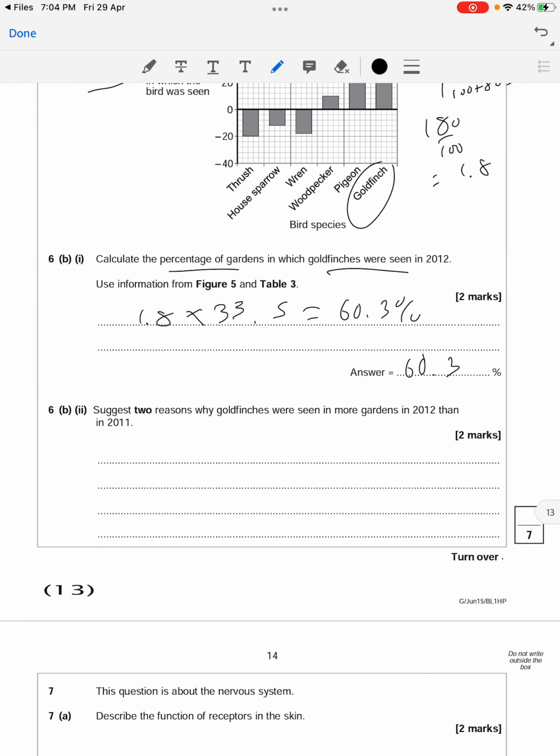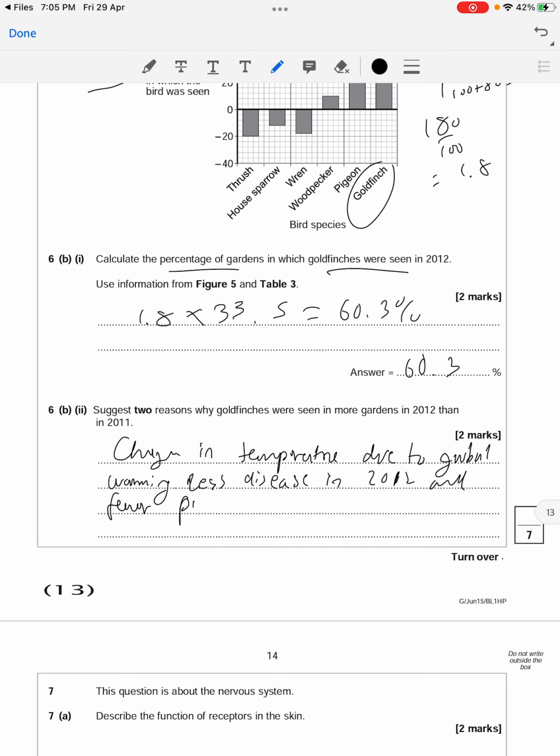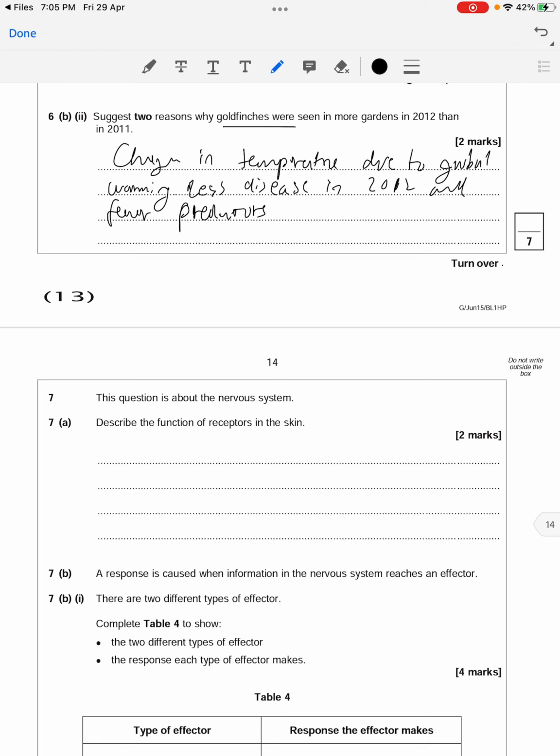Okay, so just two reasons why goldfinches were seen in more gardens in 2012 than in 2011. This could be the change in temperature due to global warming. There you go, that's one mark. And there could be fewer predators, right? And then maybe less disease in 2012. This could have resulted in more goldfinches being seen.